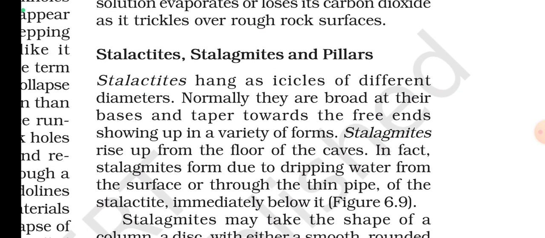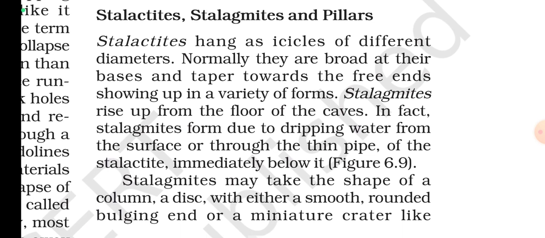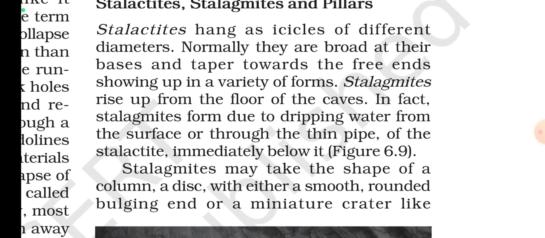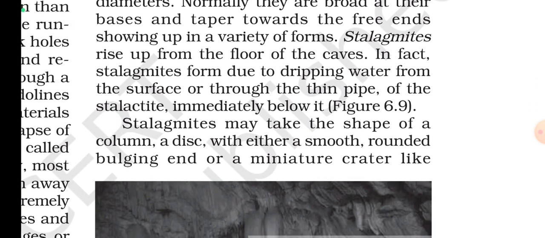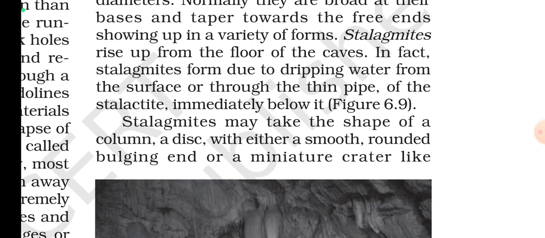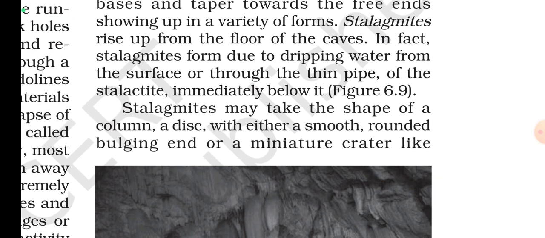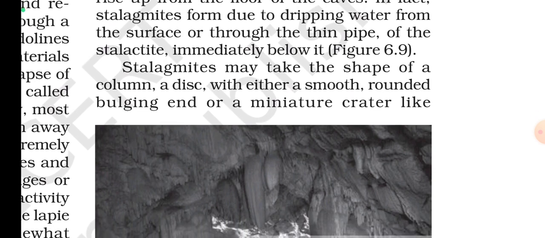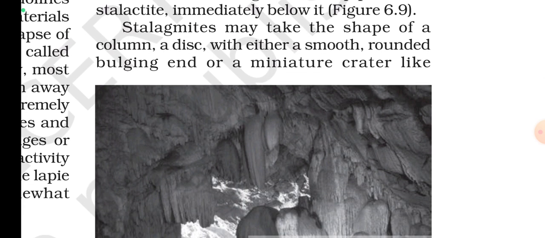तो stalactites, stalagmites and pillars जो है depositional landforms हैं. Stalactites hang as icicles of different diameters. Normally they are broad at their bases and tapered towards the free ends, showing up in a variety of forms. Stalagmites rise up from the floor of the caves. In fact, stalagmites form due to dripping water from the surface or through the thin pipe of the stalactite immediately below it.